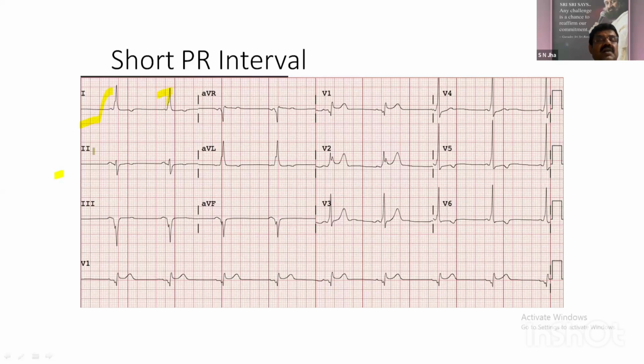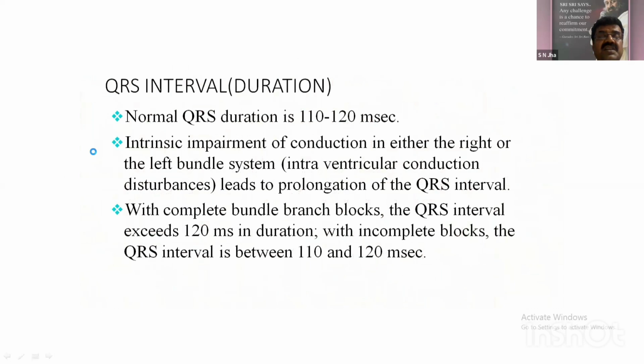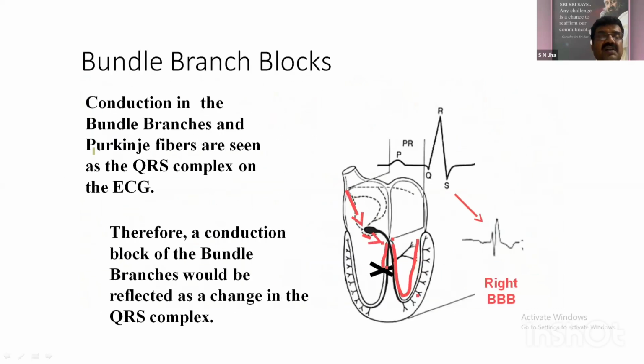If you see here, there is slurring. It is not a straight line. Slurring of the upstroke in the R wave. It is called the delta wave. So delta waves and short PR interval are characteristic of WPW syndrome. Now QRS interval, what I was telling, the bundle branch block.